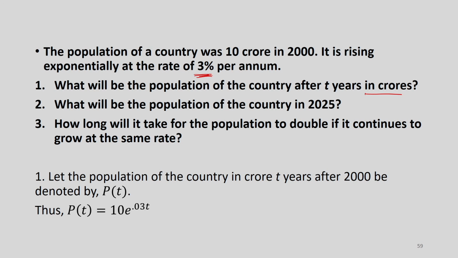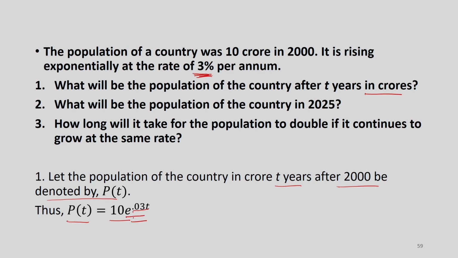Okay, let the population of the country in crore, t years after 2000, where t is the number of years that have elapsed after 2000, be denoted by P of t, okay. Thus, P of t will be 10 multiplied by e to the power 0.03 multiplied by t. So, this is the simple formula. How many years have elapsed, let us suppose that is t. So, that is coming as the power of e, and there is a coefficient of that t also, it is the growth rate, which is 3%. 3% turns out to be 0.03.